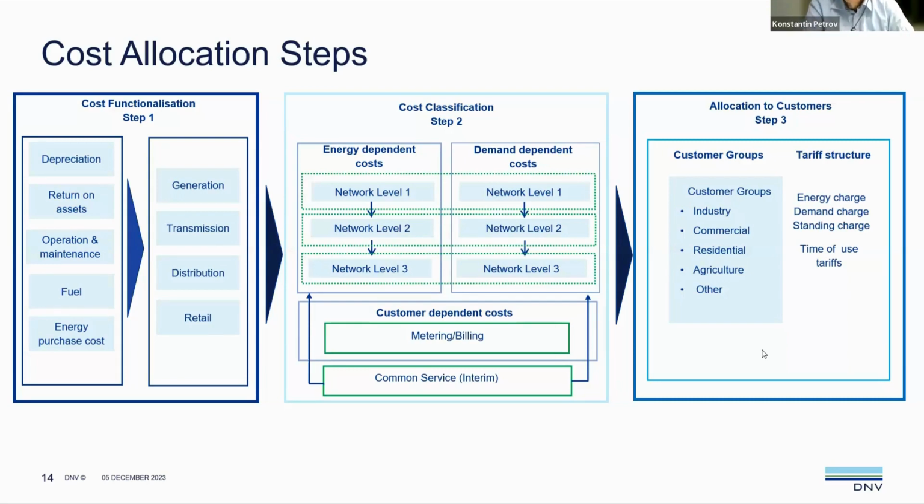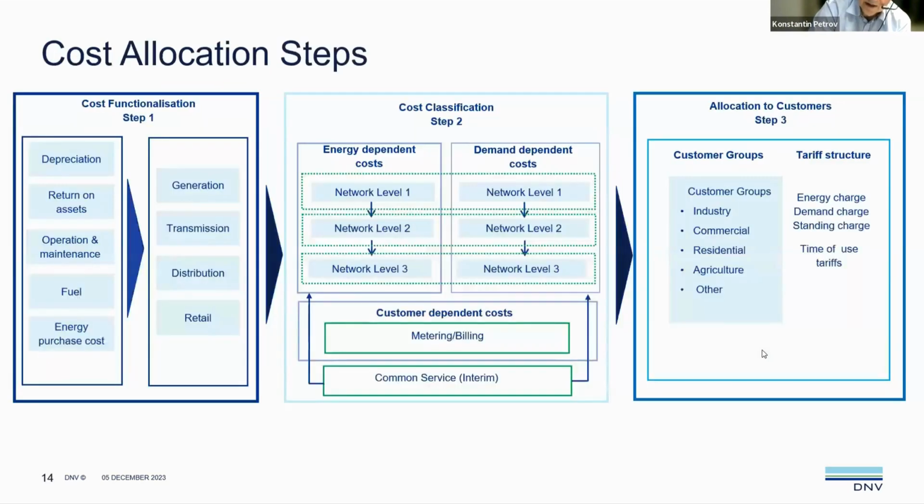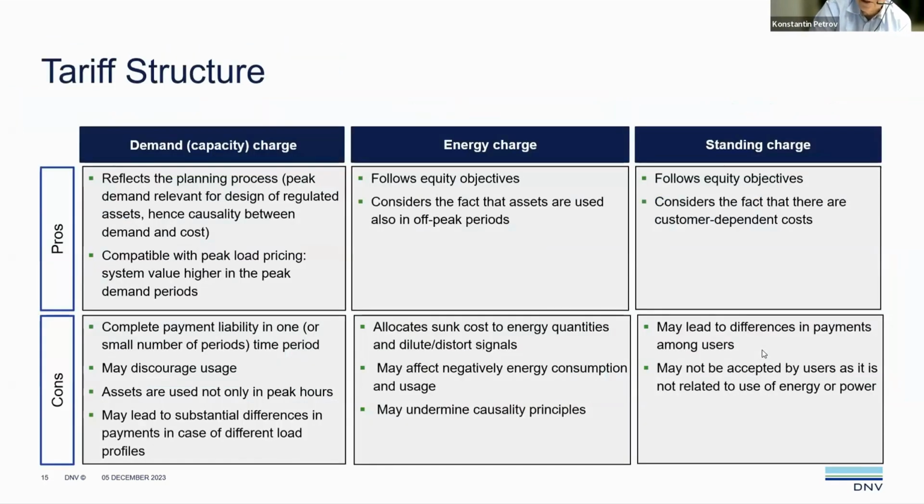Okay, then I'll put up these tables. I will not go into every single detail, we don't have the time, but it is good to know about what's called the tariff structure. You remember the third step: it is the last one, when we allocate the cost to the clients and establish the tariff structure, the tariff design. We have several decisions to make here, and the first one is what kind of charges we're using.